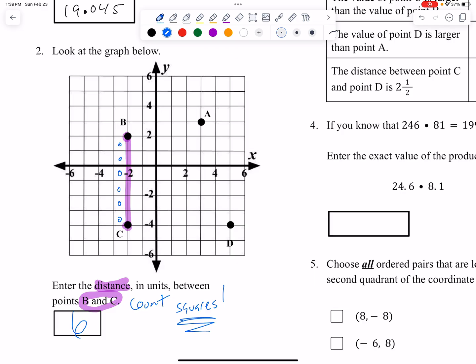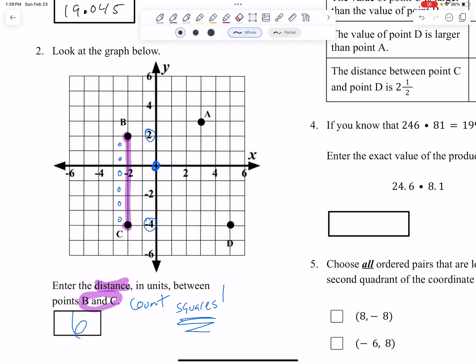That's it. And if you want to be clever, think about it, because I'm on the opposite sides of my x-axis. I'm going from 2 and negative 4. Remember, this is a 0. So if there's 2 up here and 4 down here, we combine them and we get 6.